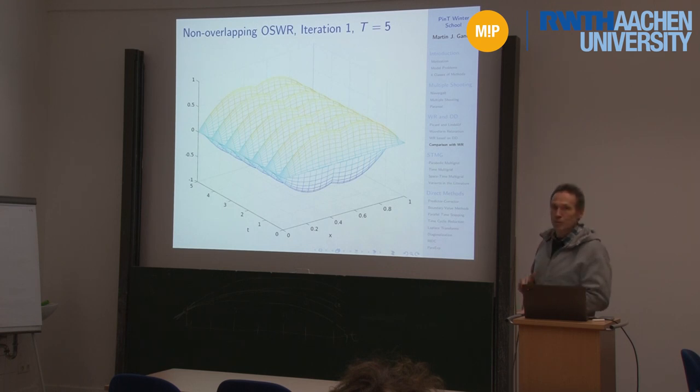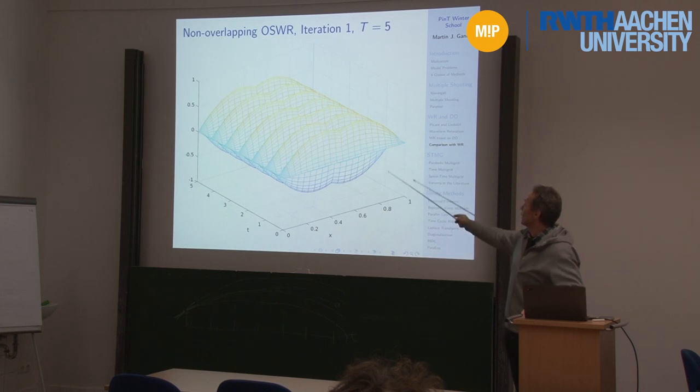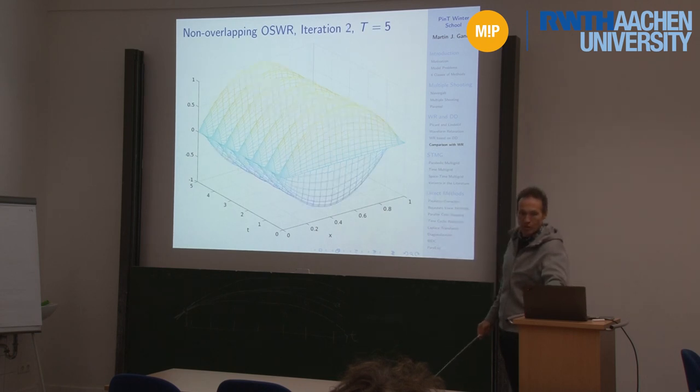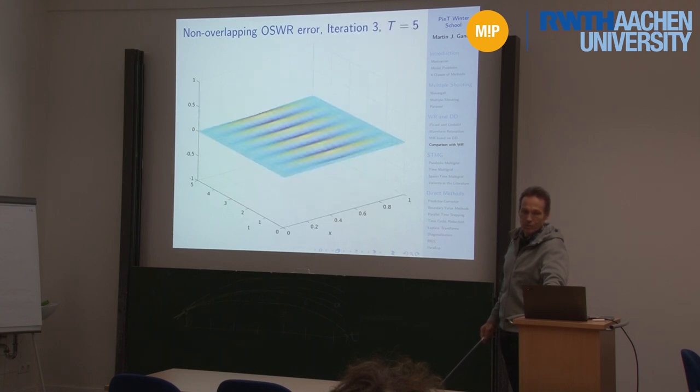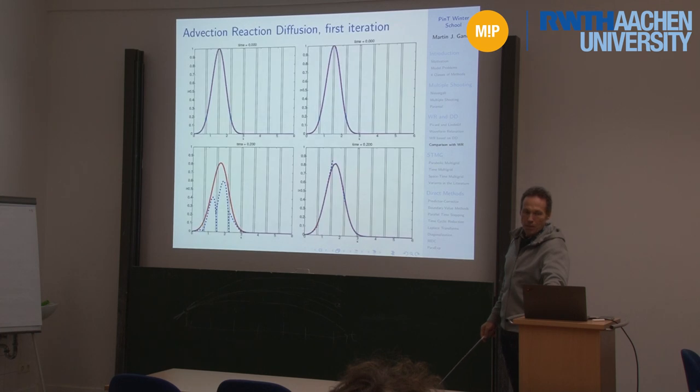These you can use without overlap, which is important for fluid structure interaction. You cannot overlap if it's fluid structure. It doesn't make any sense. You have a fluid and a structure which are separate. These methods work. And also much faster, it's the first iteration without overlap. Second iteration without overlap, third iteration without overlap. They're very fast, very, very fast. This is how the error contracts.